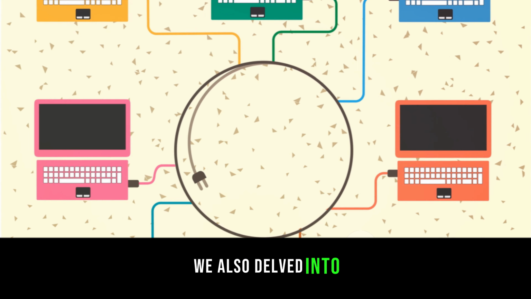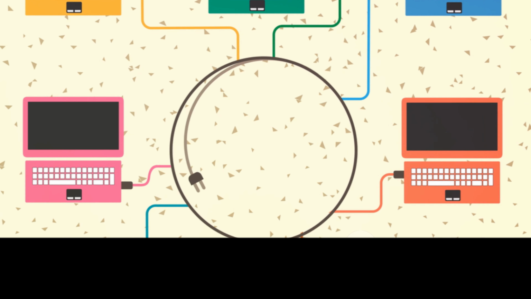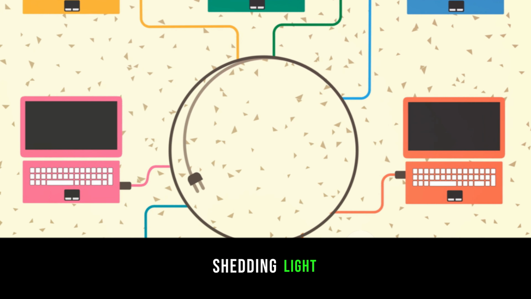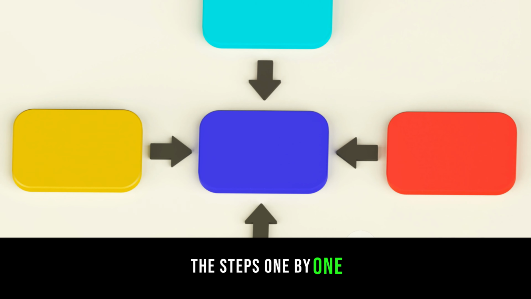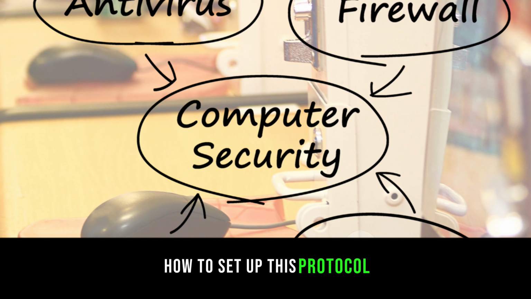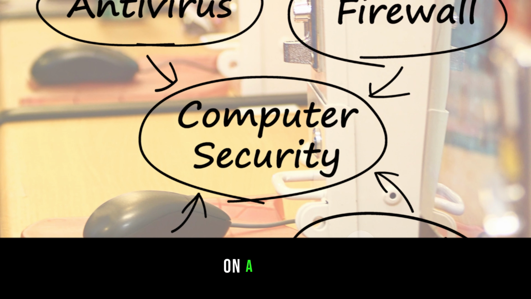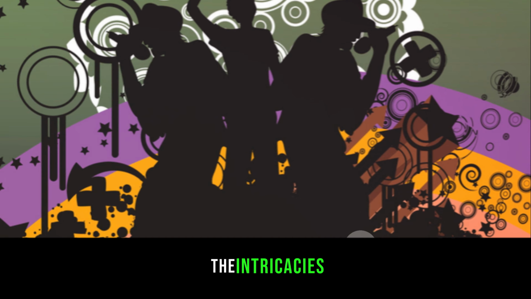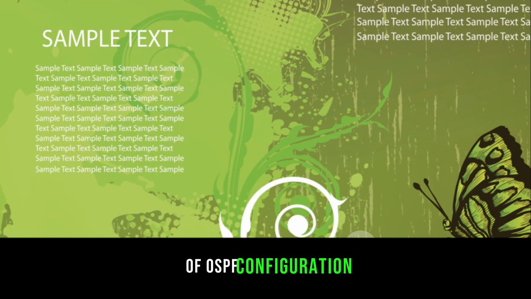We also delved into EIGRP-specific concepts, shedding light on how this advanced distance vector routing protocol complements OSPF in a network environment. Our journey then took us to the configuration of OSPF. We walked through the steps one by one, illustrating how to set up this protocol on a router. We saw how to define network areas, set router IDs, and configure interface parameters. It was a practical, hands-on session that demonstrated the intricacies of OSPF configuration.